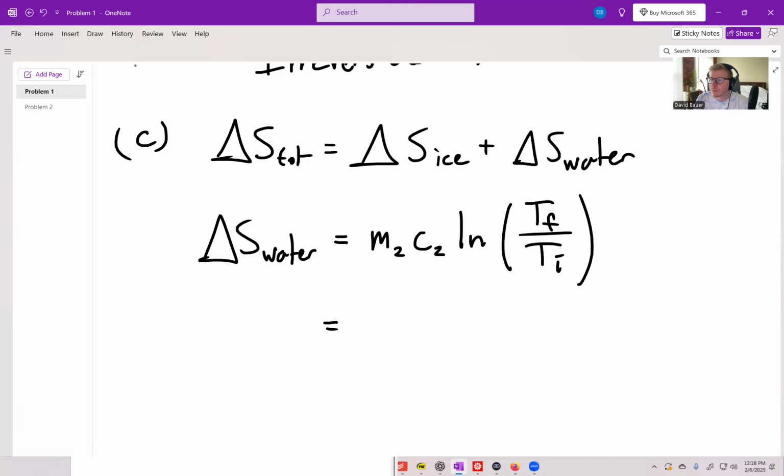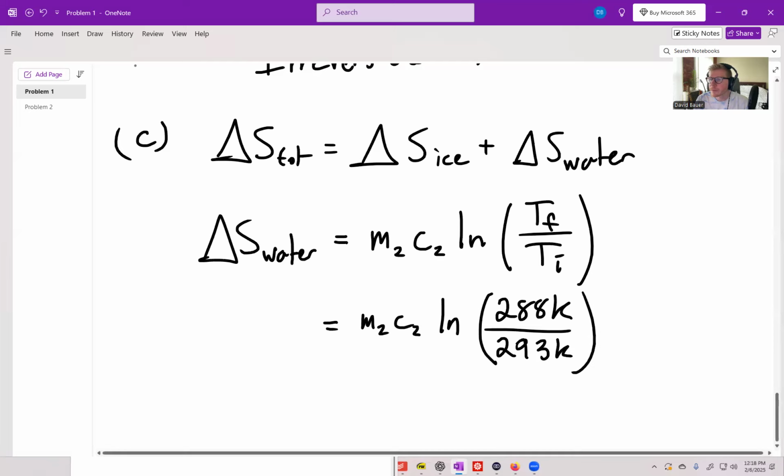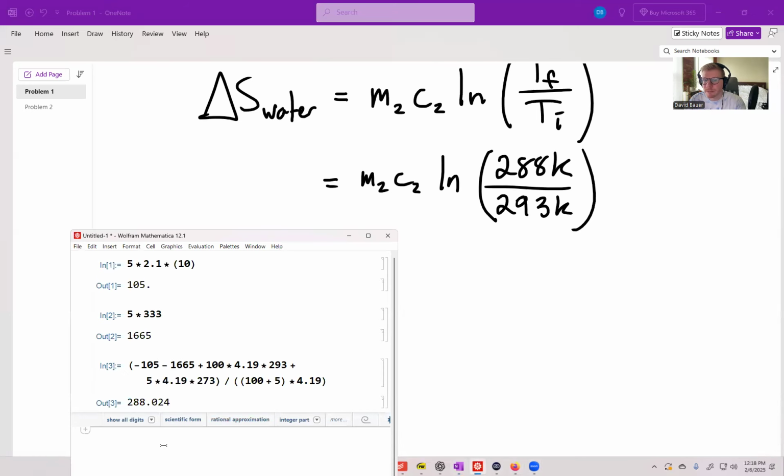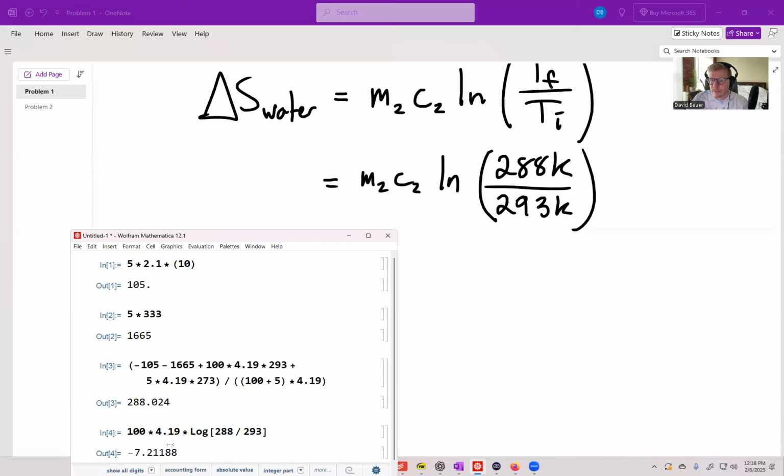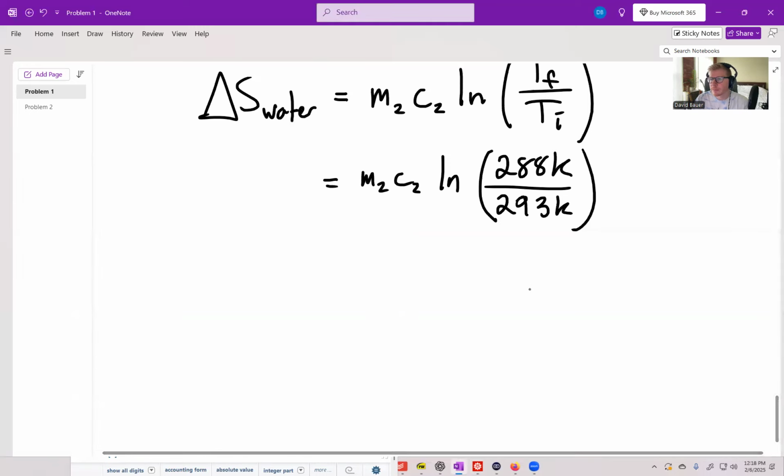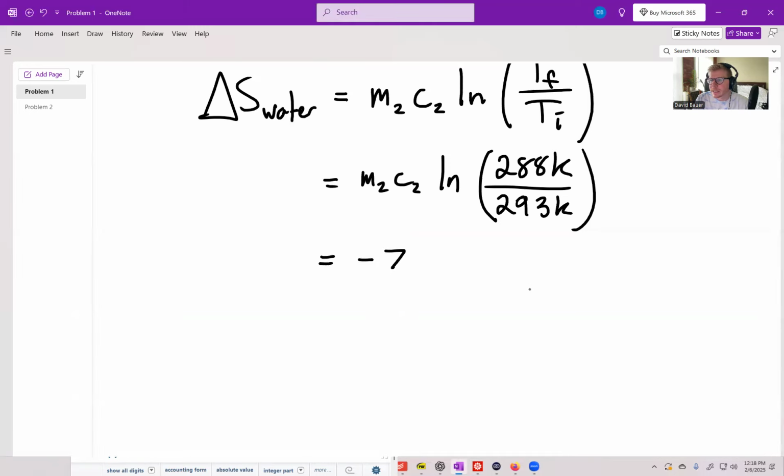And I can plug in my final and initial temperatures here. And so I can get some number for this. In fact, let's go ahead and just calculate it now. So I get this number, negative 7.2 joules per Kelvin. It should make sense that it's negative because the water is cooling down.